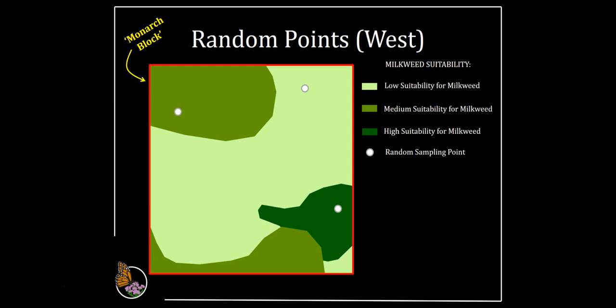In the west, random points were assigned to the areas that have low, medium, and high suitability for milkweed. Since milkweed distribution is very patchy in this western region, this helps ensure that sites with low, medium, and high chance, per se, of finding monarch habitat are surveyed, even if the high suitability area is quite small, as shown in this example. In the west, we'll start by picking points that fall within the high suitability for milkweed, and then we'll add the other points as we get more participants.